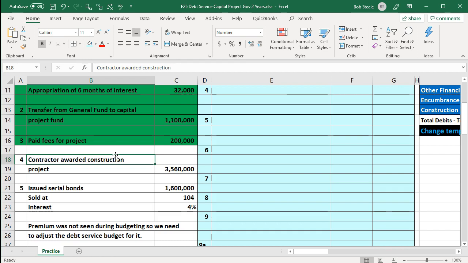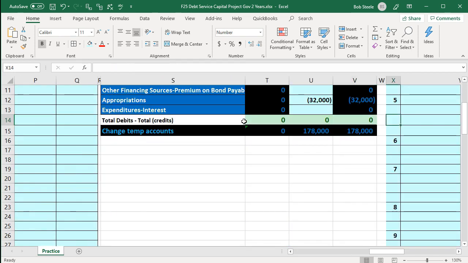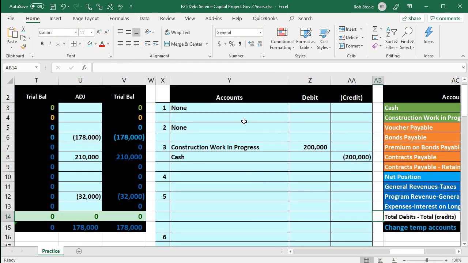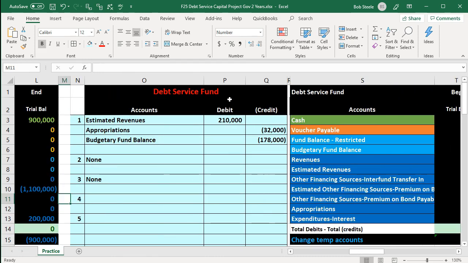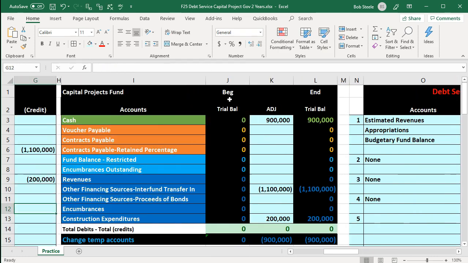No financial transaction. So if we think about the government-wide type of activities, then we're going to say, what are we going to do with the government-wide activities? Well, nothing, right? None. Because under an accrual basis, nothing has happened. So in column Y, number 4, we're going to say none. The debt, we don't have any debt for this yet. All we've done is agree for the work to be done.